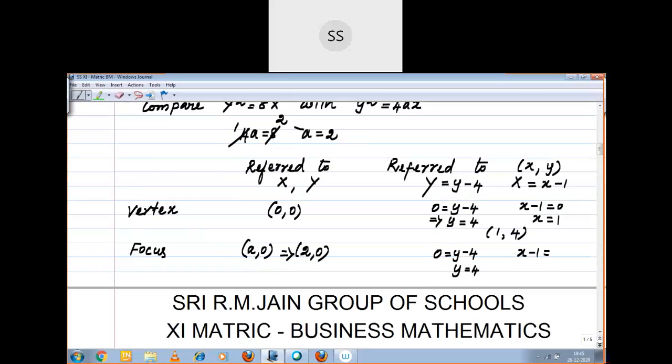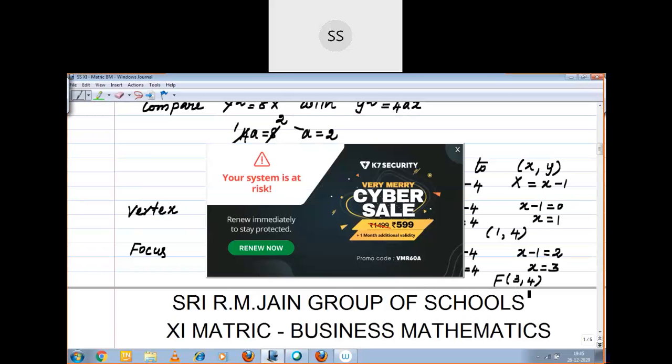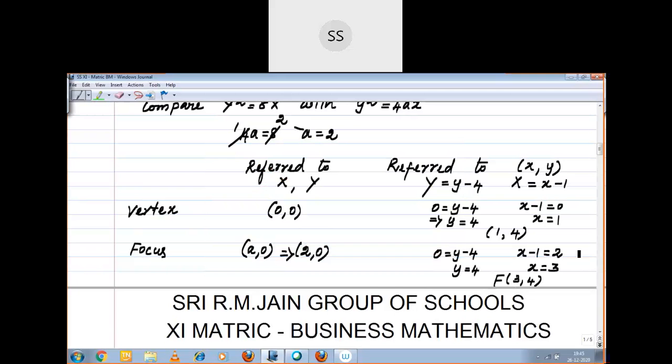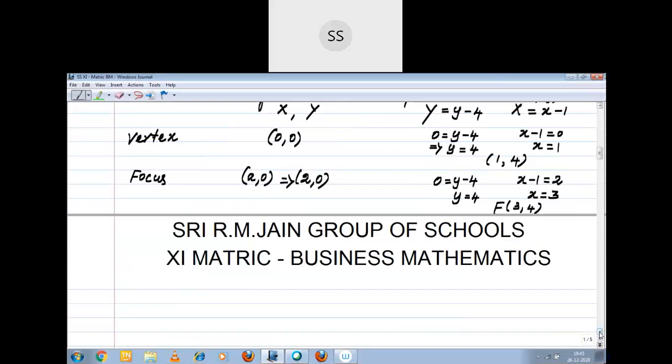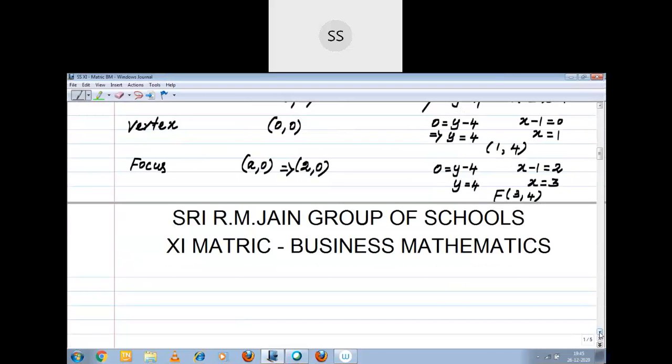That means 0 is equal to y minus 4, y is equal to 4. X minus 1 equal to 2, x is equal to 3. That means what is our focus? Focus is 3, 4.